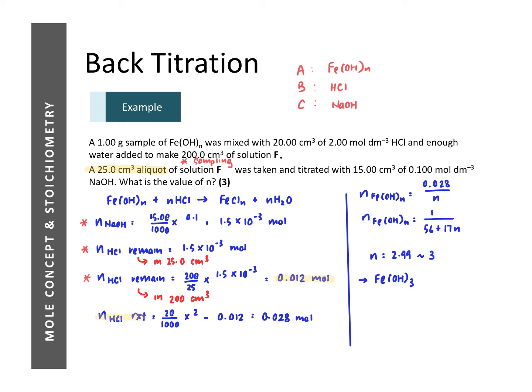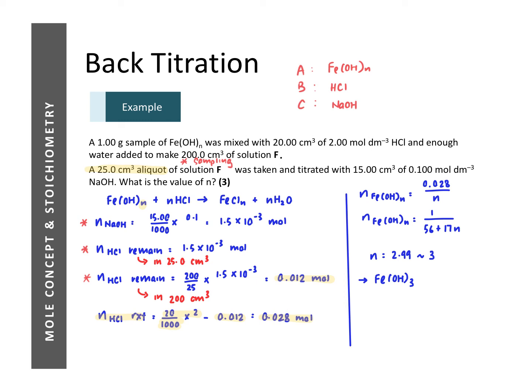So how do we do that? We take the total number of moles, which is given in the question, minus the number of moles of acid that's remaining. Then we will arrive at the number of moles of acid that had reacted with the iron hydroxide. Now, some students may be stuck at this point, reason being, since we don't know the value of N, there's no way for us to compare mole ratio easily.